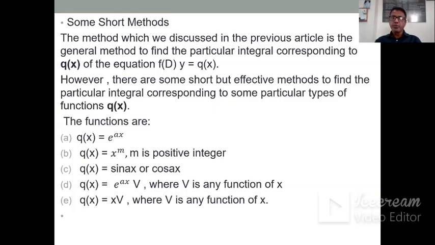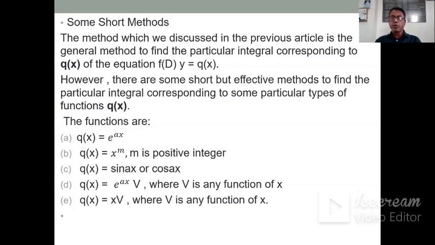Now here, first, if q of x is e to the power ax; second, if q of x is x to the power m, where m is a positive integer; third, if q of x is of the type sin ax or cos ax; fourth, if q of x is of the type e to the power ax into v, where v is any function of x; and fifth, if q of x is equal to x into v, where v is any function of x. For such types of q of x we want to see the short methods.